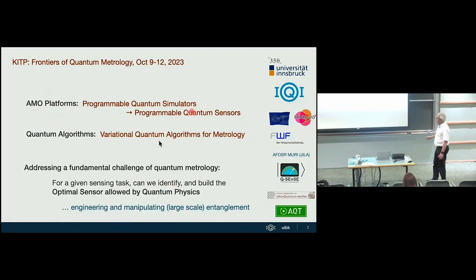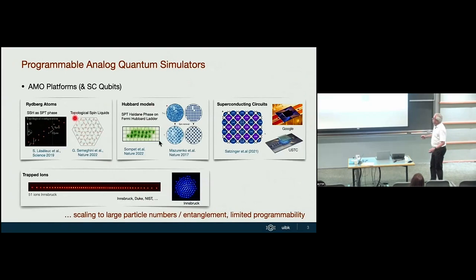Of course, this should be seen in the context of variational quantum algorithms for metrology. Again, many of these ideas have been inspired coming from the quantum simulation context, but we would like to export them now to quantum metrology. And I think that this is, for me, a great example that should be quite relevant in the lab in a broader context. So I'm showing you here some pictures that you probably have seen in different form earlier.